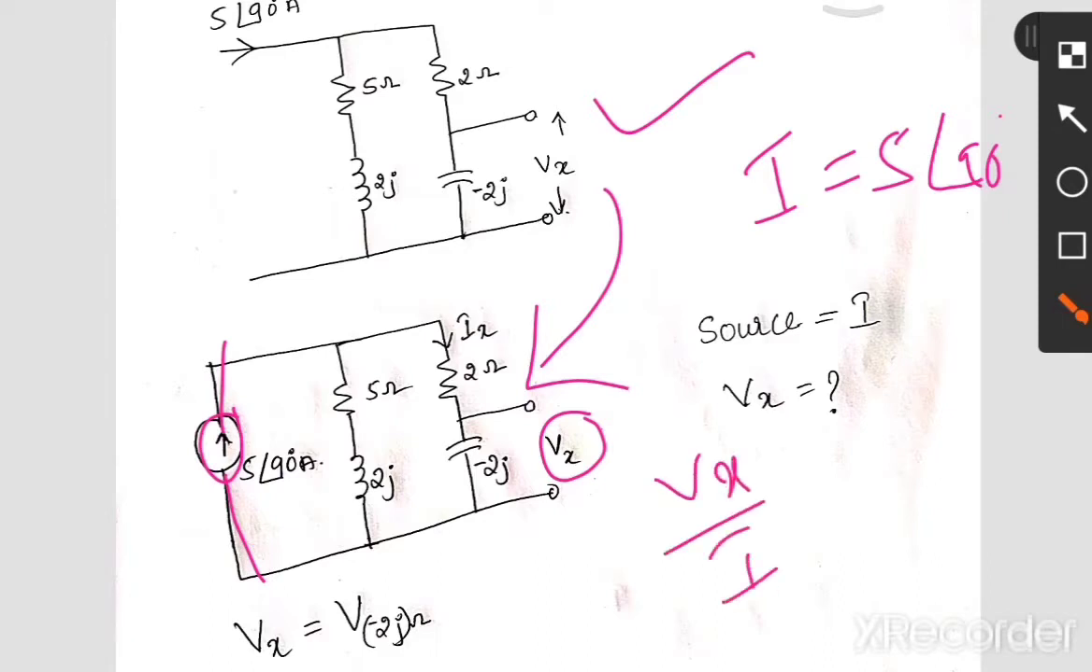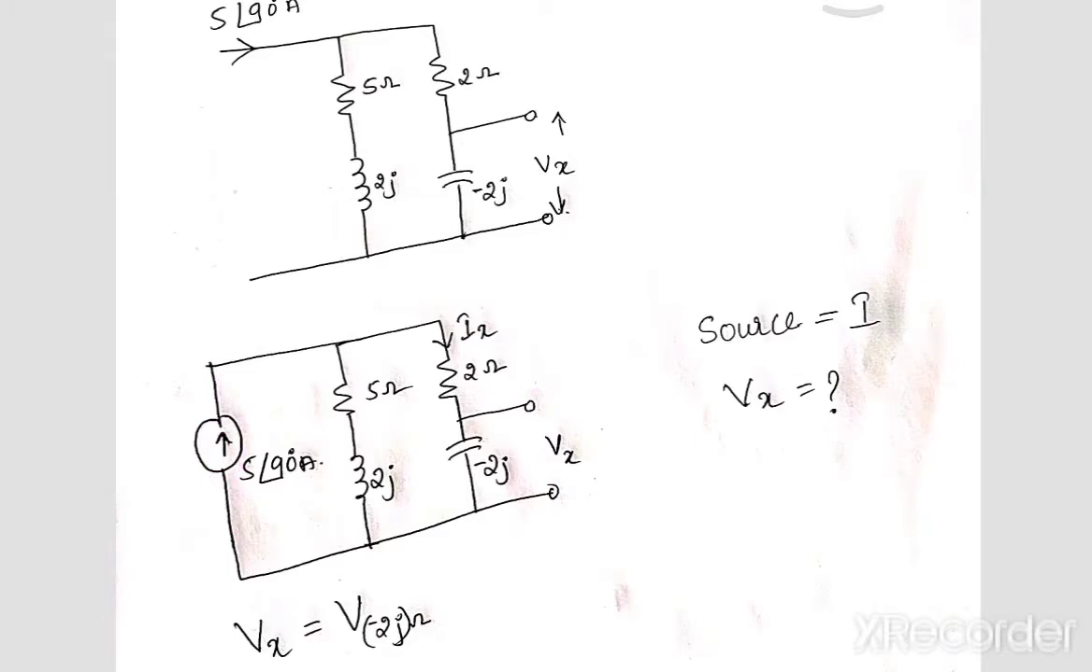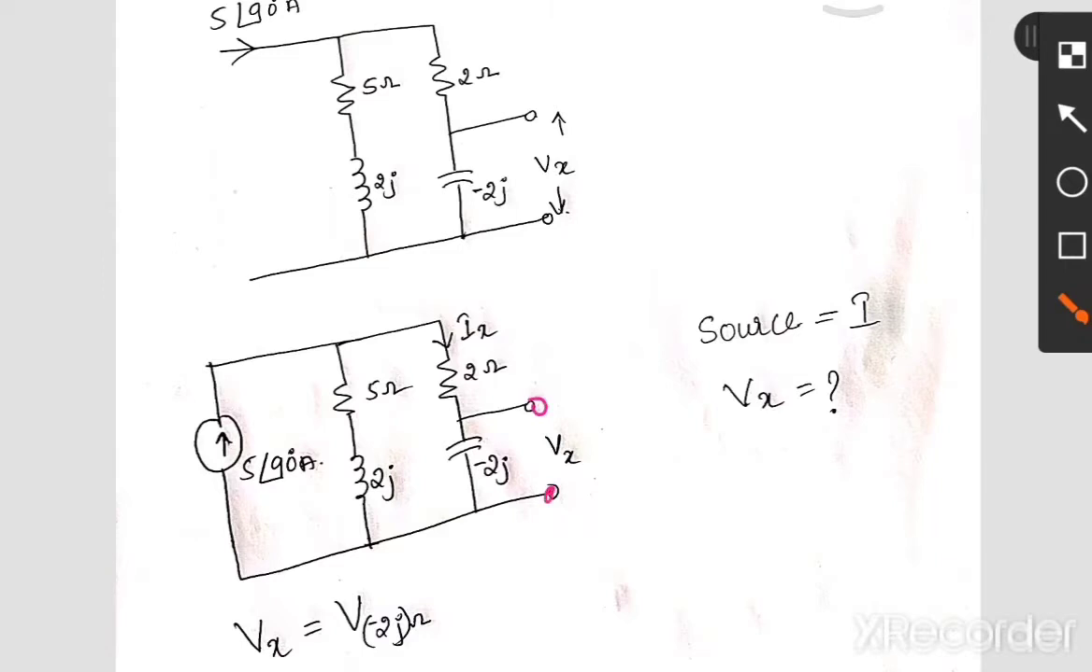Okay, in both the cases. Okay, let's see how we can find out. So same thing here, this is the Vx. Vx is nothing but the voltage across minus 2j ohm, which is nothing but the current flowing through that minus 2j ohm times the impedance of that.